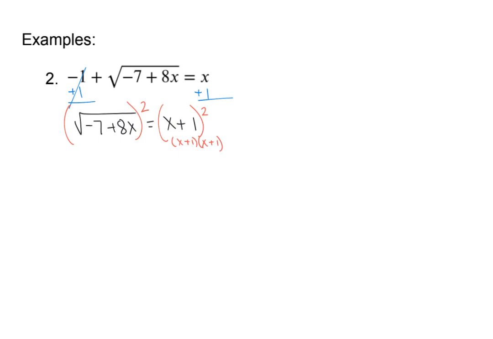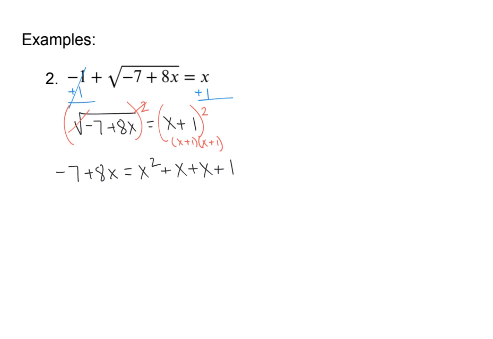Now on the left, the square and the root are going to cancel and leave me with negative 7 plus 8x. And on the other side, we're going to FOIL that. We're going to get x squared plus x, and 1 times 1 would be 1. Okay, we're ready to solve for x.